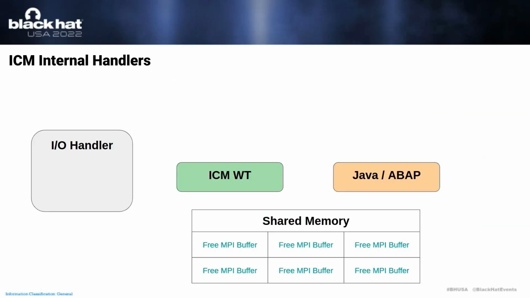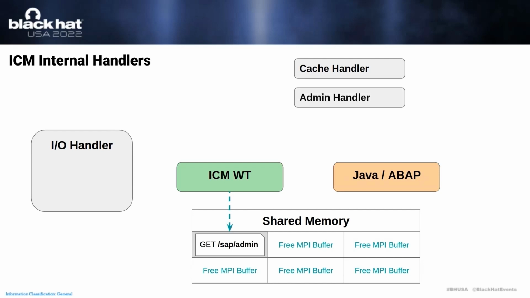So let's see an example of how the ICM will resolve a request using internal handlers. First, the request will arrive, and in this case, it's a GET request to /SAP/admin. When the ICM is ready to handle this request, it will reserve an MPI buffer, store the request there, and then it will use the parser to select the handlers that should be included. Of course, the cache handler will be included. In this case, the admin handler because of the URL prefix. And finally, the Java or ABAP handler, which is also always included at the end.